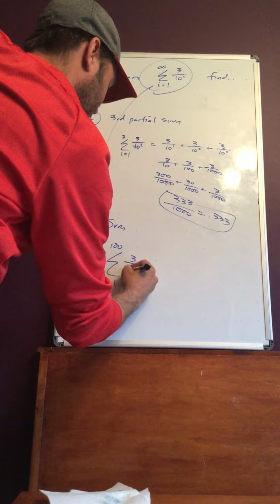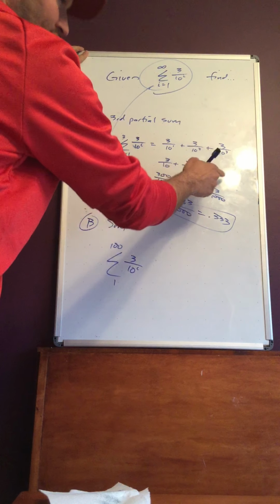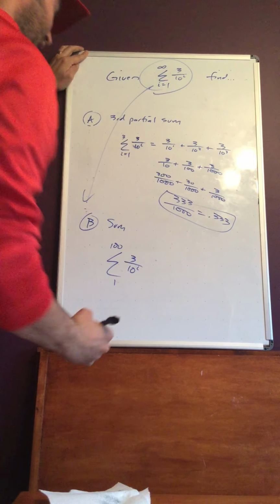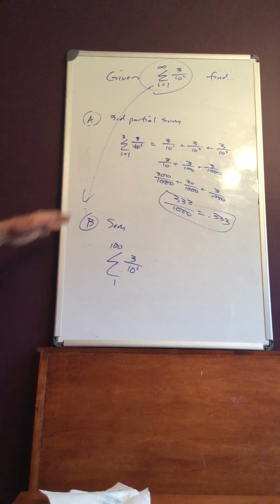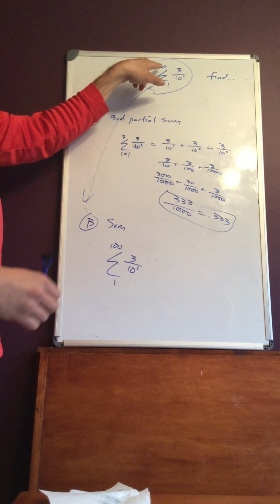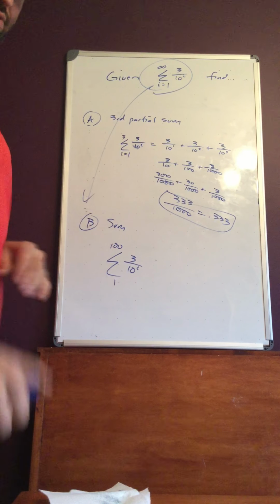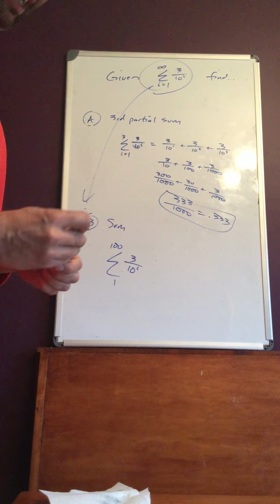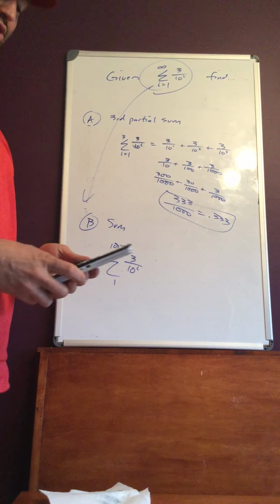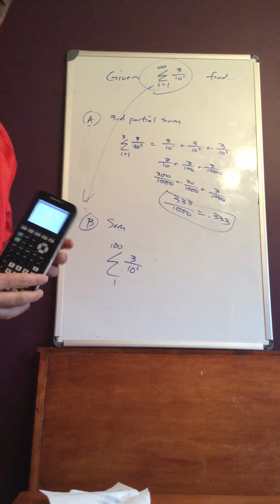Now you might be saying, Mr. Ernst, that's crazy. I am not writing out 100 of those. You don't have to. We're looking for the total sum. We're gonna replace infinity with 100, another kind of big number, and then we're just gonna use our calculators. The new calculators make it super easy to do this.